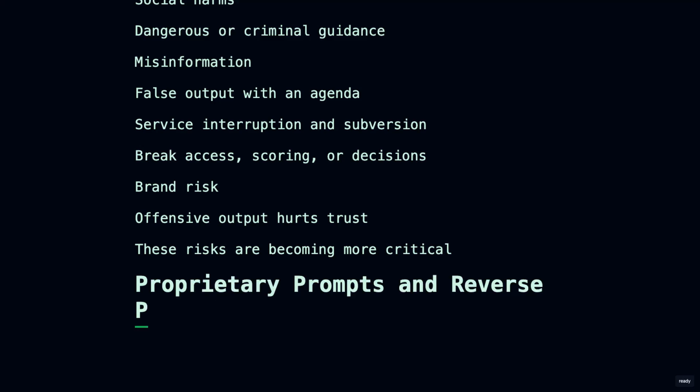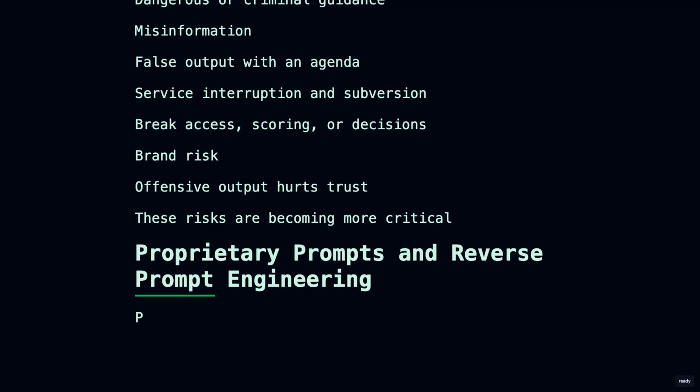In this section, we'll look at why prompts can become valuable assets and why that makes them a target. We'll also see how reverse prompt engineering works and why secrecy alone is rarely a strong defense. Because good prompts take real time to develop, people often treat them like reusable assets. That has led to public repositories, marketplaces, and internal sharing systems where teams trade and reuse prompts that work well.